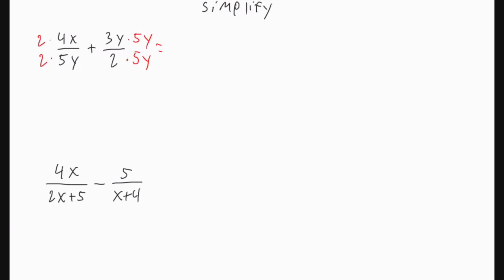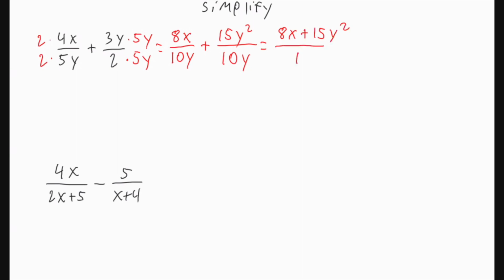And 2 times 4x is 8x over 2 times 5y is 10y, plus 3y times 5y is 15y squared, and 2 times 5y is 10y. So now we can make this a singular fraction. On top we have 8x plus 15y squared, and on the bottom we have 10y.